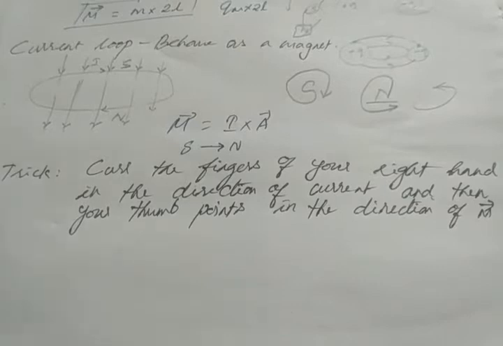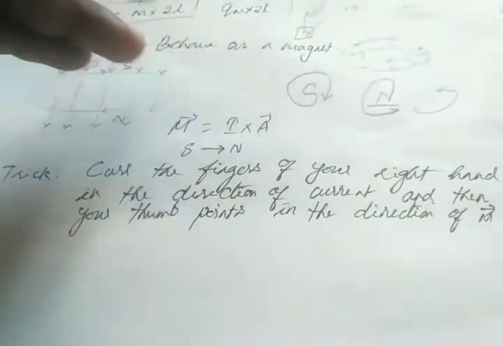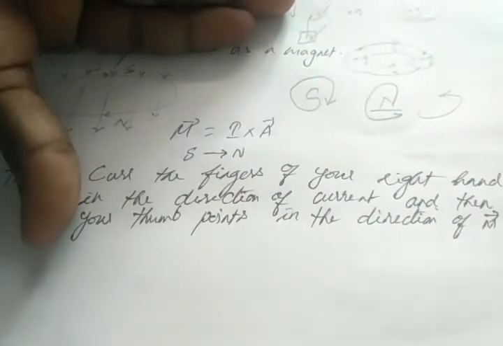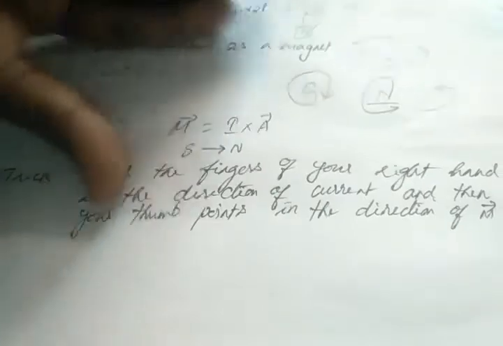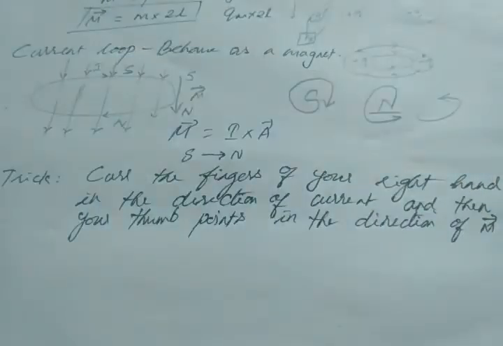So here is one trick: curl the fingers of your right hand in the direction of current, then your thumb points in the direction of the magnetic moment. Okay, you try it yourself. This is our loop. I curl my 4 fingers in the direction of current. The current is flowing in clockwise direction, so I curl in clockwise direction. Then my thumb shows the direction of the magnetic moment. As I said, it starts with south and ends with north.